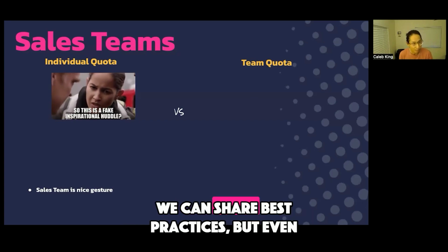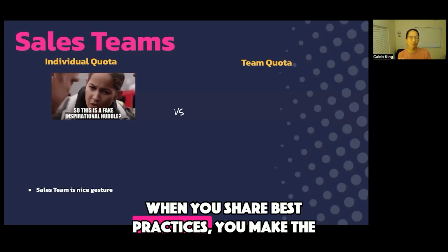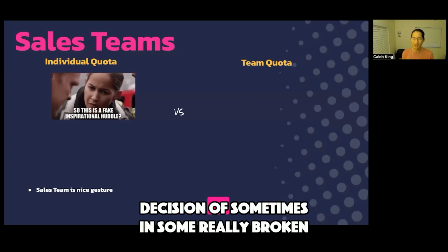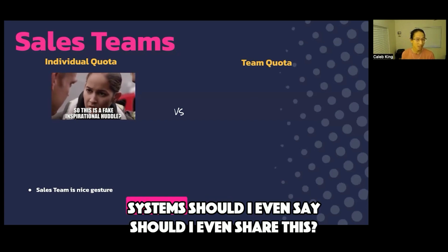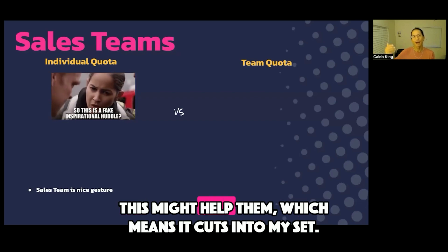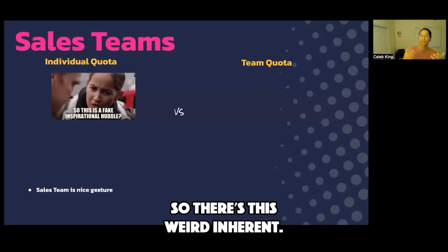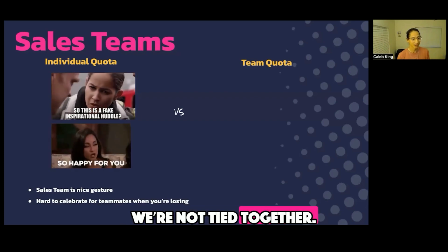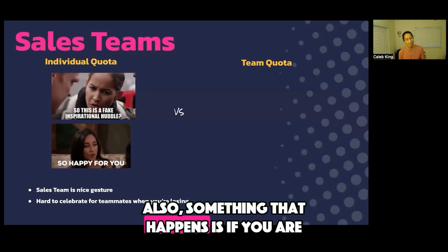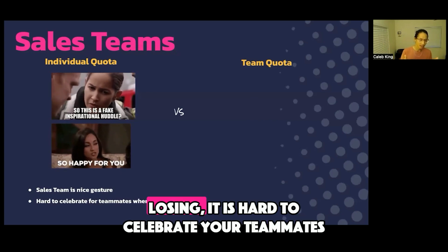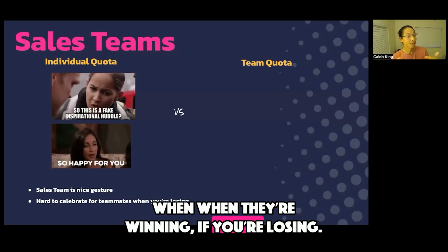We can share best practices, but even when you share best practices, you make the decision, in some really broken systems, of should I even share this? This might help them, which means it cuts into my sales. So there's this weird inherent disconnect. We're not tied together. Also, something that happens is if you are losing, it is hard to celebrate your teammates when they're winning.